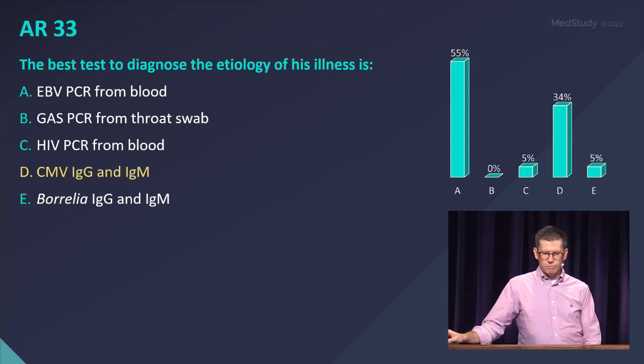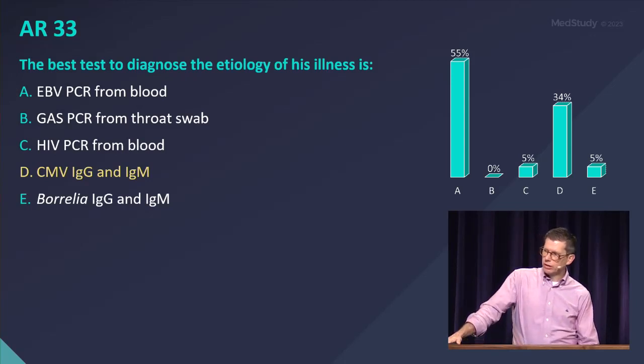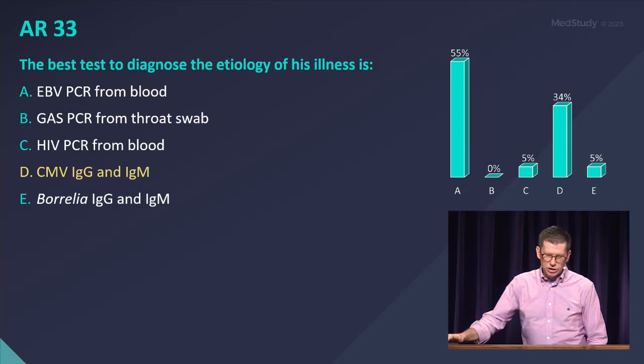A group A strep PCR from the throat swab is usually not necessary. Again, rapid strep test, antigen testing, followed by a throat culture are what you need on your test. An HIV PCR from the blood, again, that's for infants or neonates. For this kid, you would do an HIV antigen antibody combo or fourth gen testing to screen for HIV. And there's no indication this kid has Lyme disease, either from an epi standpoint, so you wouldn't need to do Borrelia. So you would do CMV, IgG, and IgM.